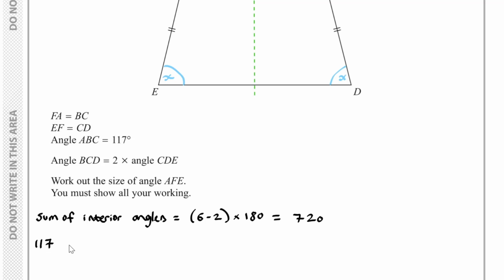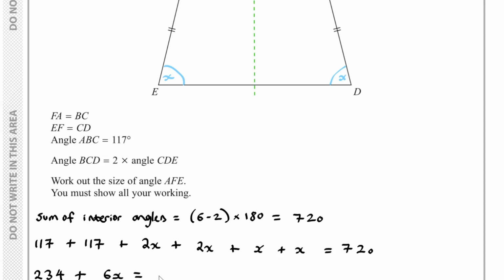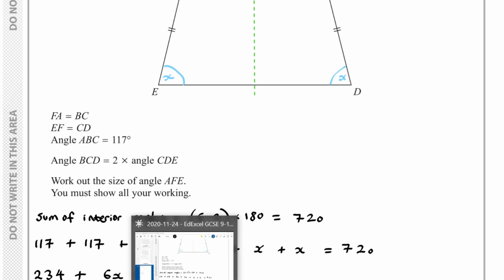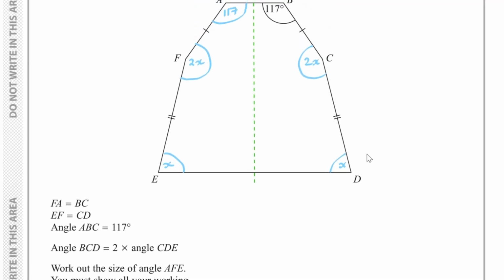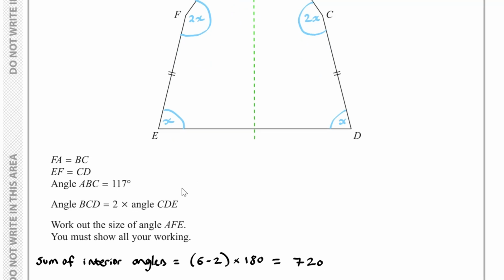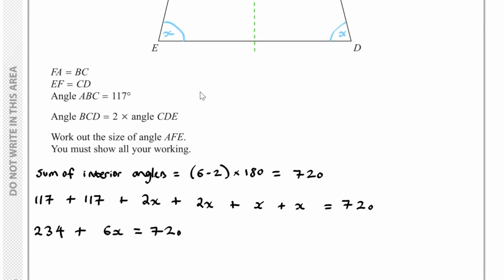So we have 117 plus another 117 plus 2x plus another 2x plus another x plus another x. That's equal to 720. And we can simplify this to 234 plus 6x, which is equal to 720. And we wish to find out what x is, because if we do that, we can find out what 2x is, which is the angle AFE.